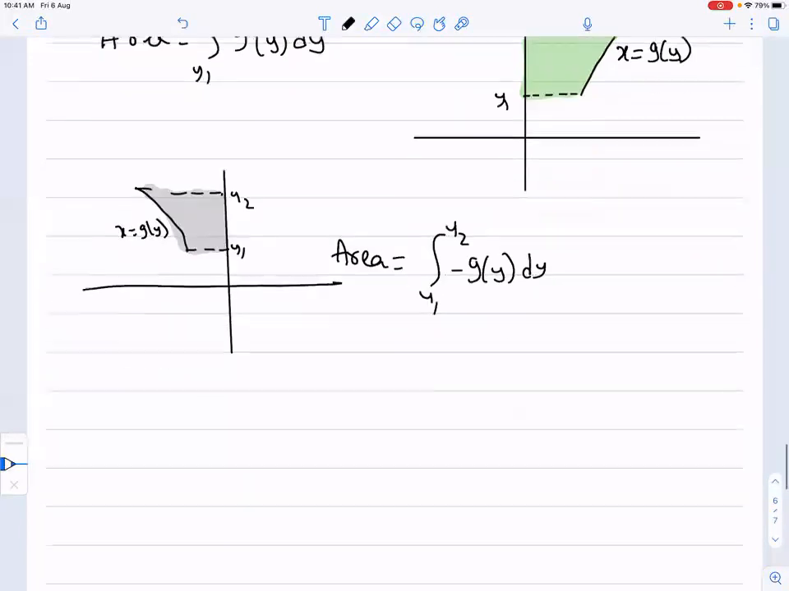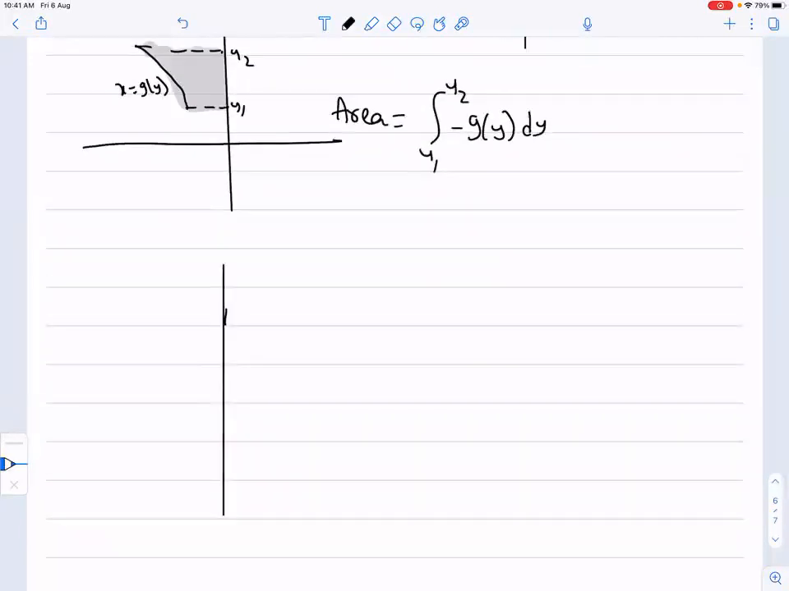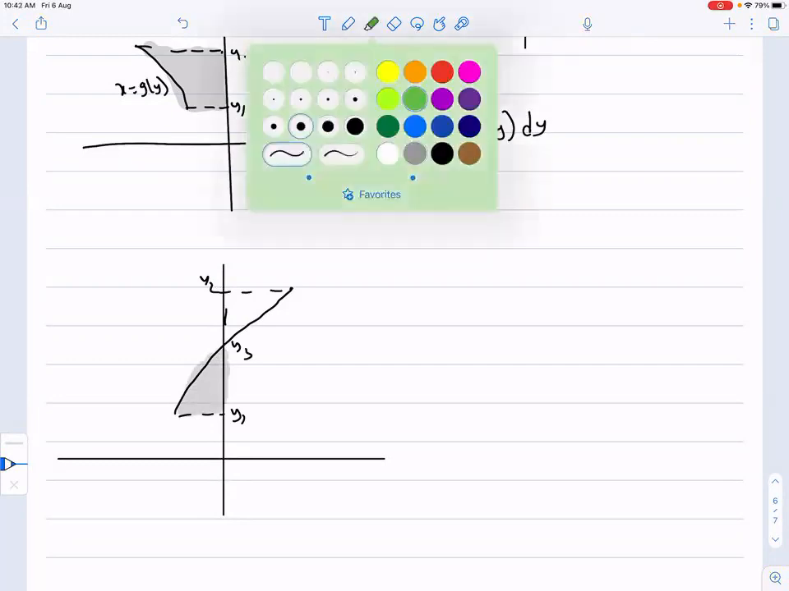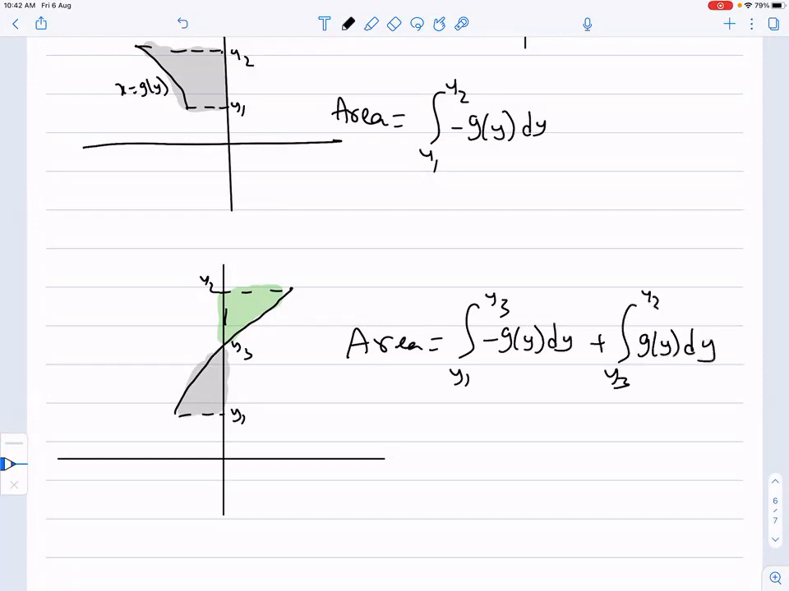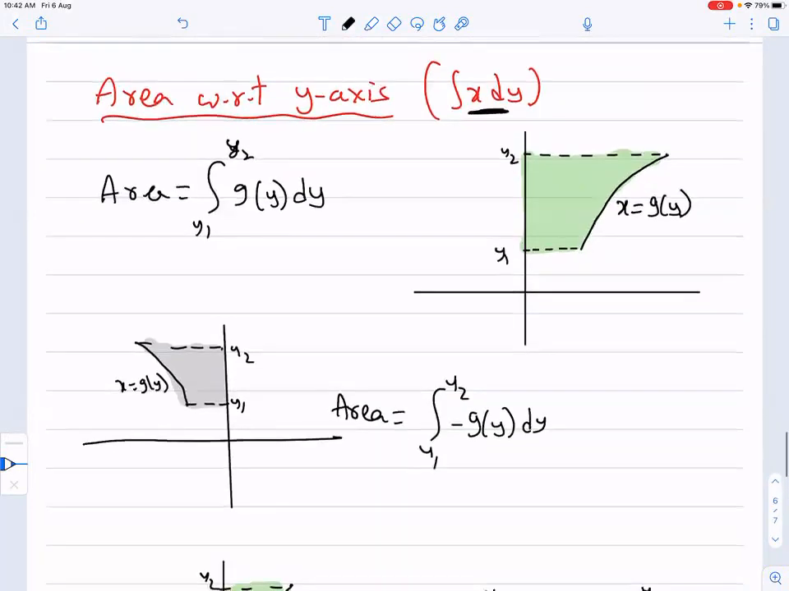Just like in the earlier case, imagine if it intersects the y-axis. It is going to be like this. It is y1, it is y2, and in between y3 is there. So this portion as well as this portion, we need the area. So the area in this case is going to be integral y1 to y3 of minus g of y dy, because it is on that side of y-axis, plus integral y3 to y2 of g of y dy. Is it clear? Please write it down.